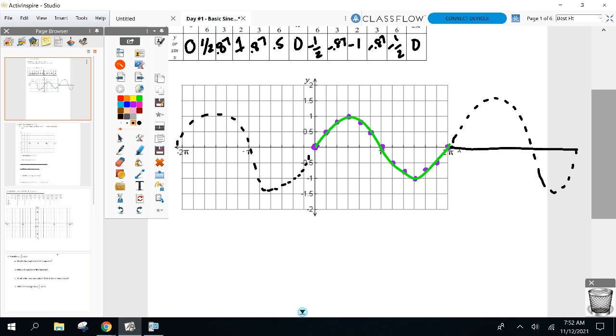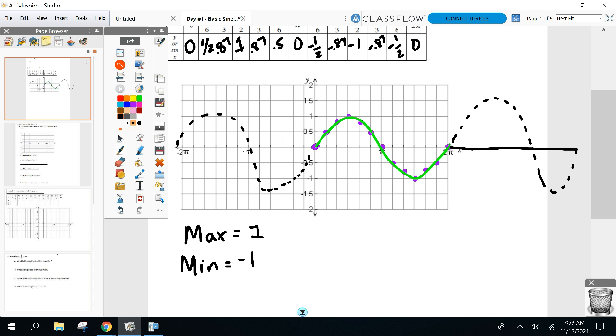What's the max? Max value. Max, it goes up to 1. How about the minimum value? Negative 1, yep. Max goes up to 1, down to negative 1.